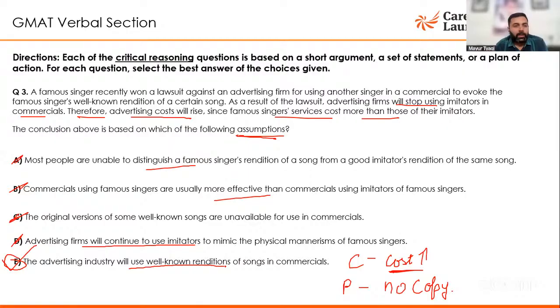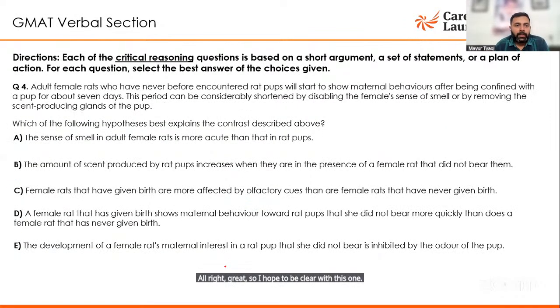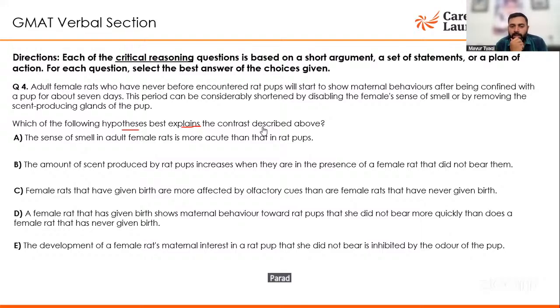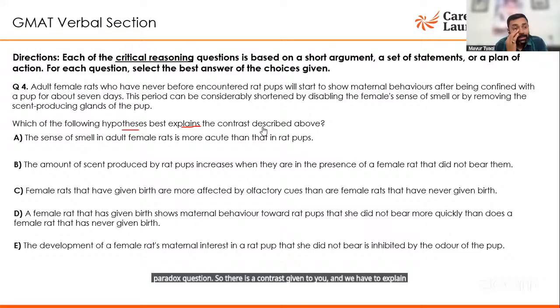All right, great. So I hope we're clear with this one. Let's have a look at another critical reasoning question here. Which of the following hypotheses best explains the contrast? So explain is a paradox question. There is a contrast given to you, and we have to explain how this contrast is possible.